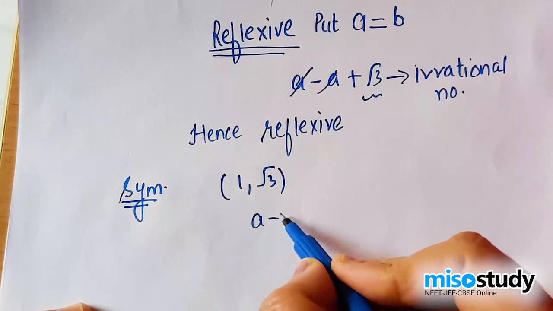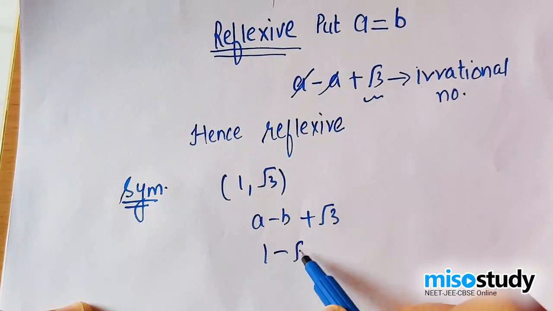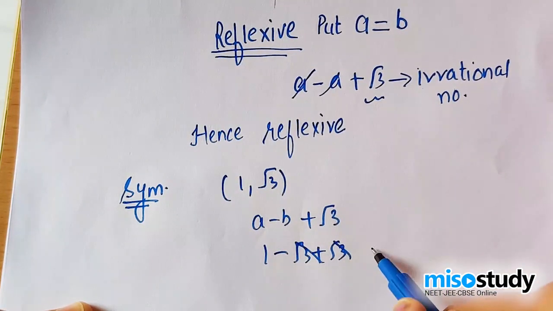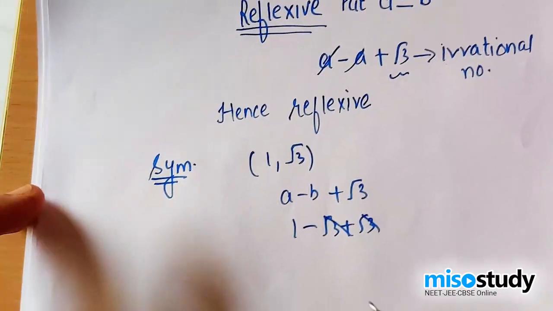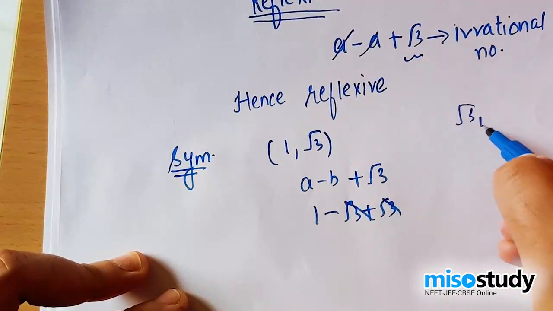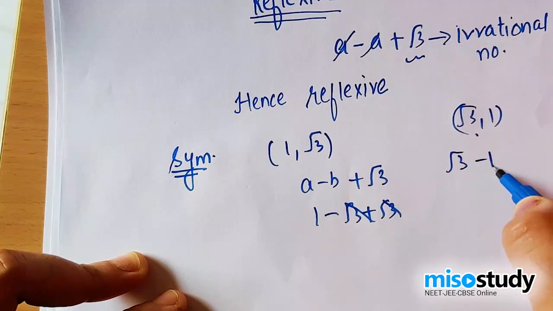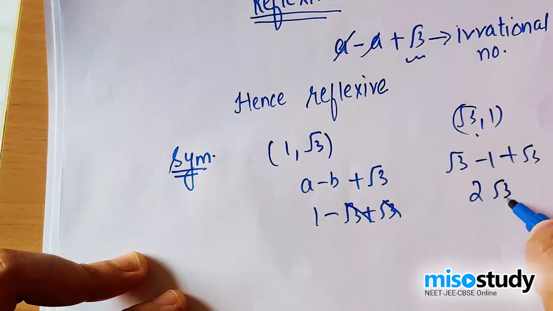Now when I put this in A minus B plus root 3, what will happen? 1 minus root 3 plus root 3. This is not coming out to be an irrational number. That means something can be done. So let's see whether root 3, 1 is coming out to be an irrational number. Let's put root 3 and 1. So I put root 3 minus 1 plus root 3. Yes, this is coming out to be an irrational number.